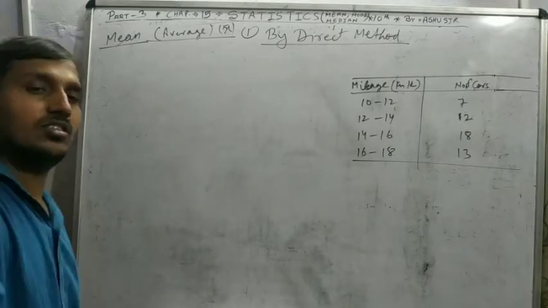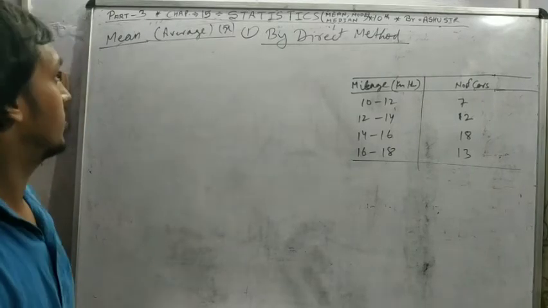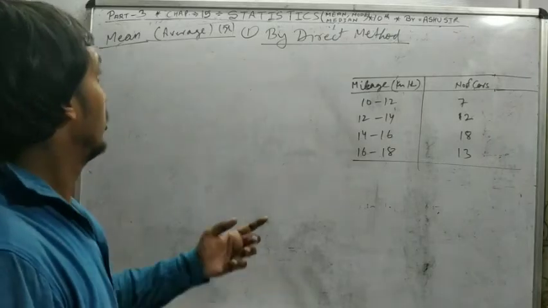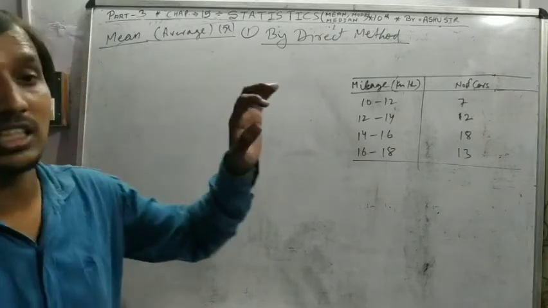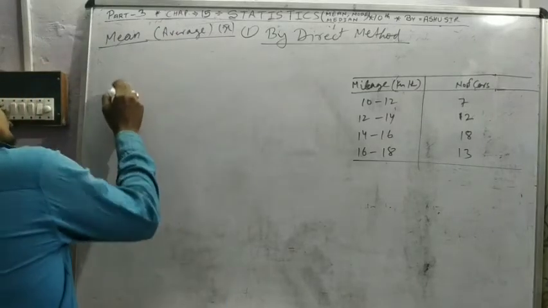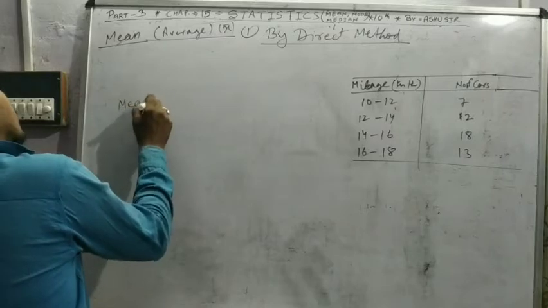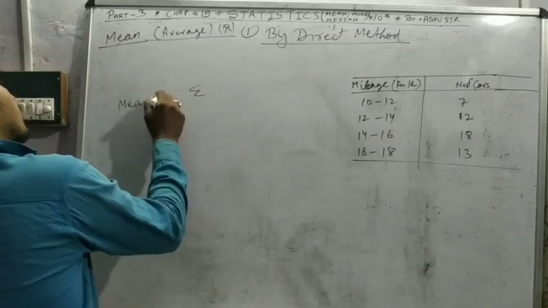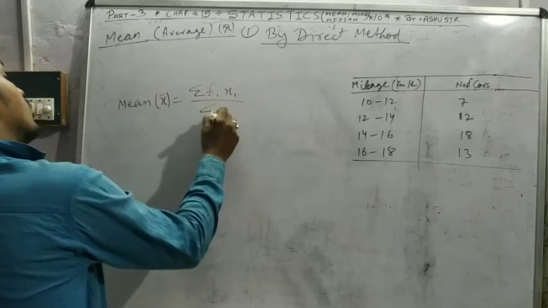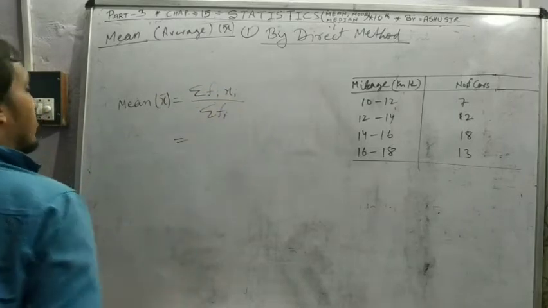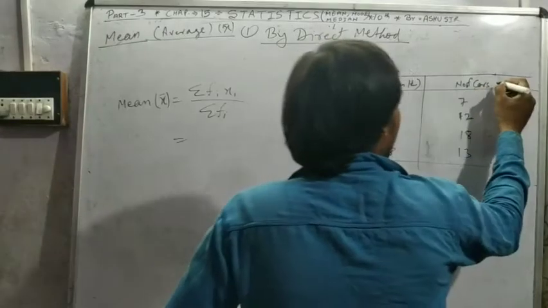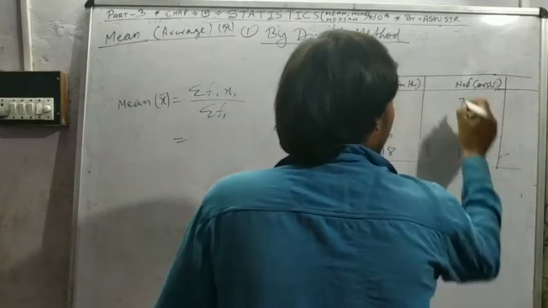Explaining the first method of finding the mean in class 10th mathematics statistics: the average by direct method. As we explained in the previous video, the formula to find the mean is equal to summation of fx upon summation of f. Here f is the number of cars given.